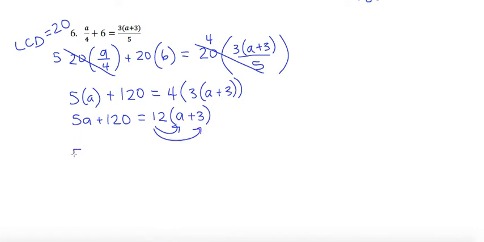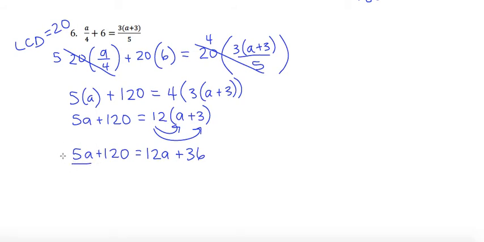So my 5a plus 120 just stays on the left-hand side for a moment. 12 times a is 12a, and 12 times 3 is 36. So now I want to ask myself, which side of my equation has the larger coefficient for a? Well, 12 is larger than 5, so I'm going to bring the terms with the variable to the right-hand side. So that means I'm going to bring all of my constant terms to the left-hand side. So I'm going to bring my 5a over.